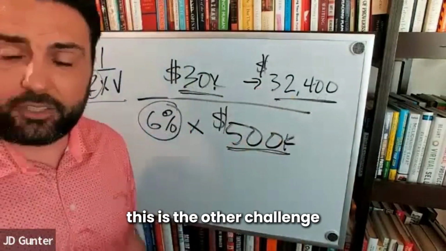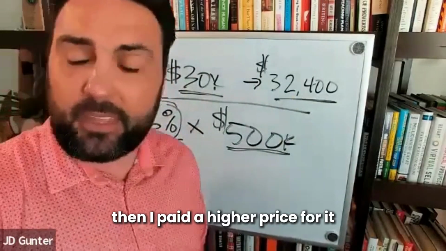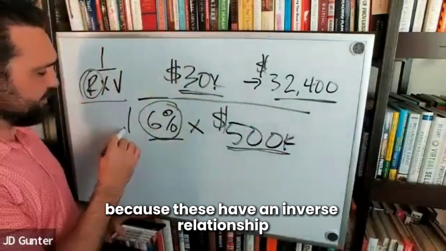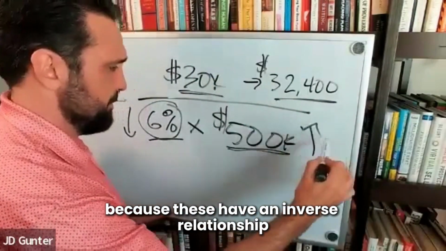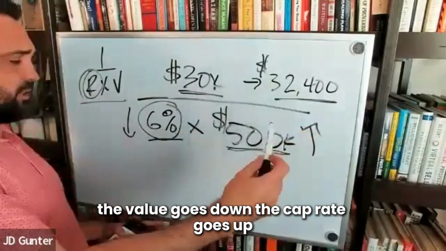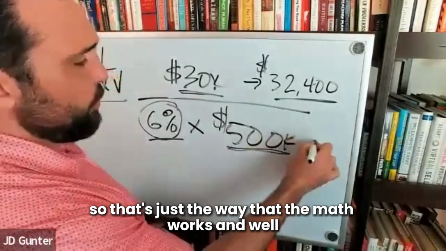This is the other challenge, is that if I bought it at a 6% cap rate, then I paid a higher price for it. Why? Because these have an inverse relationship. If the cap rate goes down, the value goes up. If the value goes down, the cap rate goes up. So that's just the way that the math works.